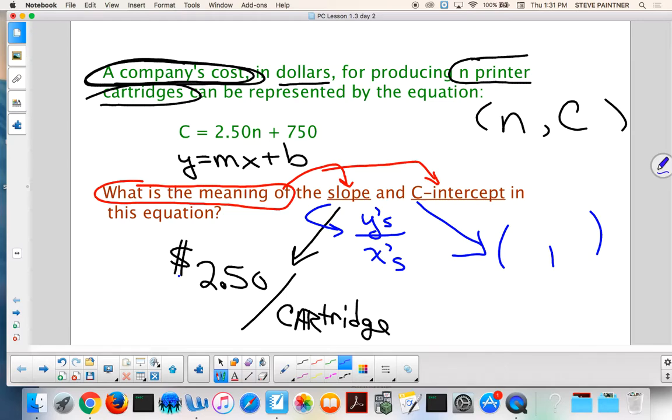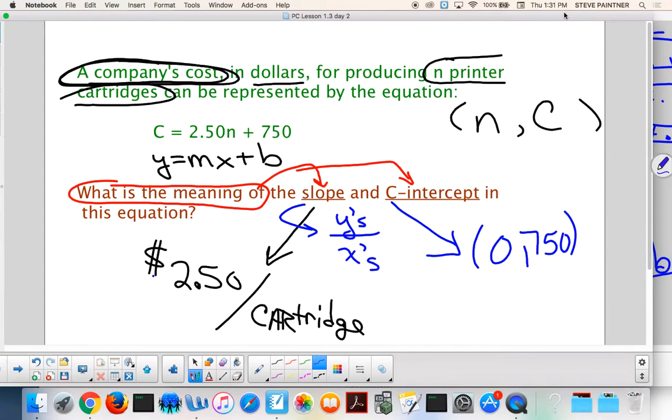Now, if it's the C-intercept, that's where we start on the graph, right? The C-intercept is like the y-intercept. Don't we know on the y-axis what is always 0? Isn't x always 0? And then this is the intercept, 750. What does that mean to you? We've made what? We haven't made anything. We didn't make any cartridges. It's costing us what? 750.